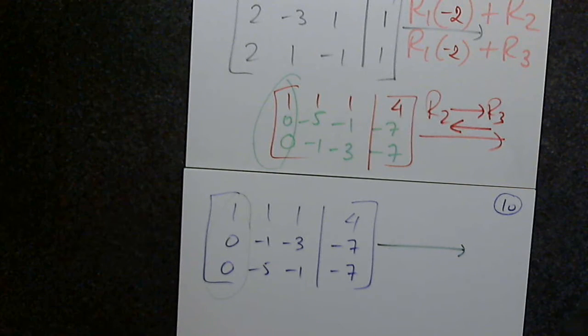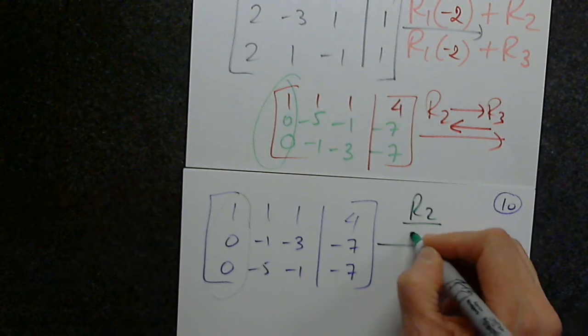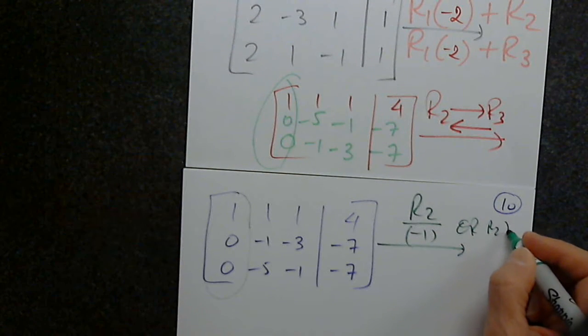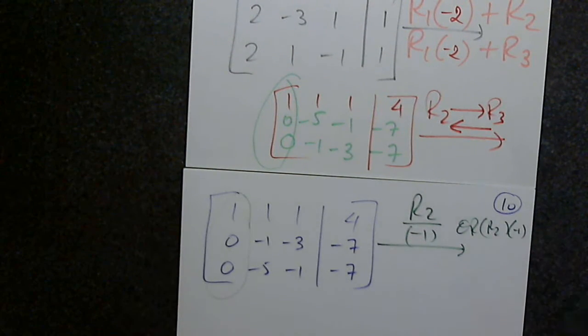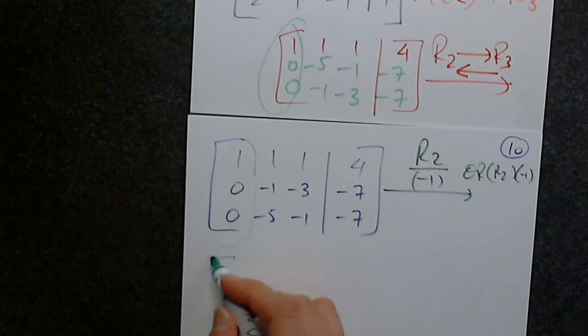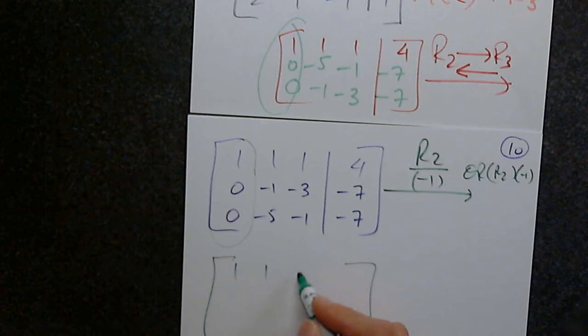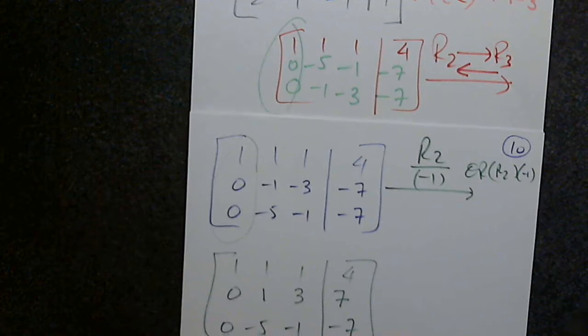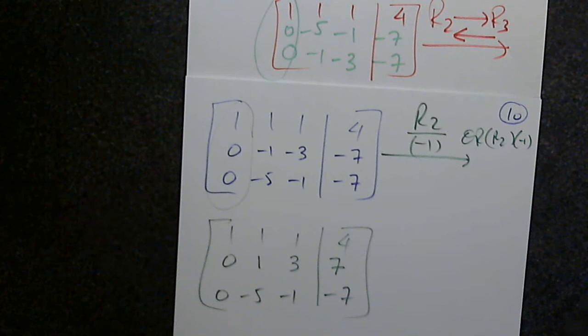Divide by the negative. Exactly. Very good. Row 2 divided by -1, or you can say row 2 times -1, same thing. Perfect job. So we copy 1, 1, 1, and 4. And we copy 0, 1, 3, and 7. And we copy 0, -5, -1, -7. Are you with me?